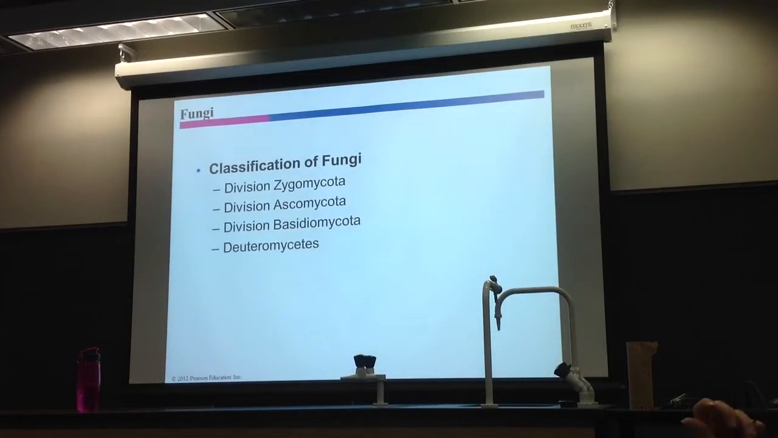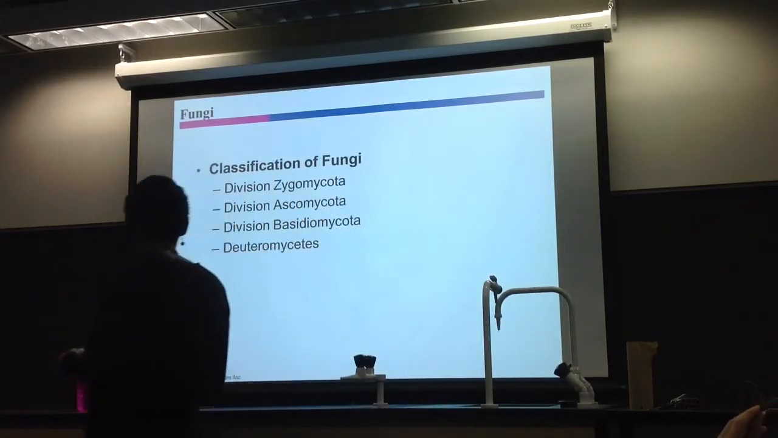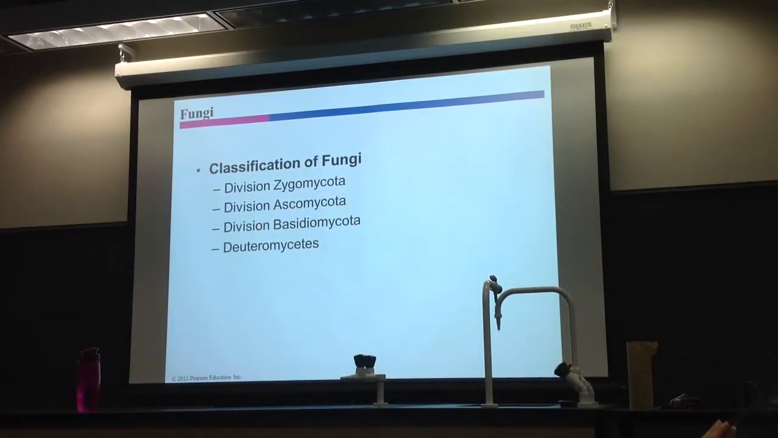Now, here are the divisions, and yes, you need to know them. There are only four, and you can learn four, okay? Zygomycota, Ascomycota, Basidiomycota, and the Deuteromycetes. Usually when you hear mycota, it's referring to fungus. All of these divisions are based on how they reproduce sexually. All those other structures were asexual. Now let's get into sexual reproduction.